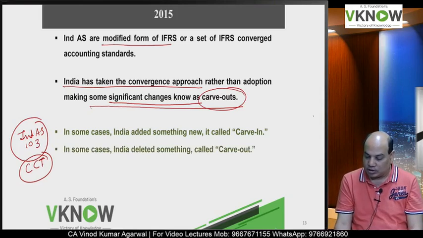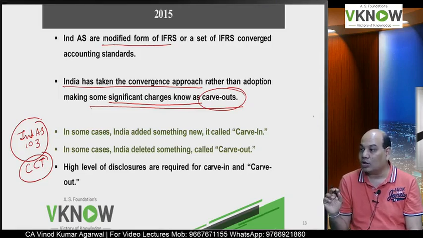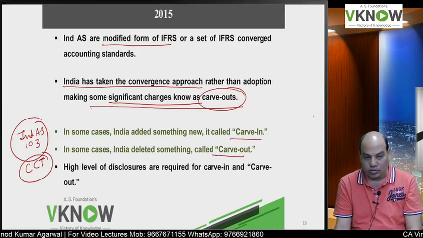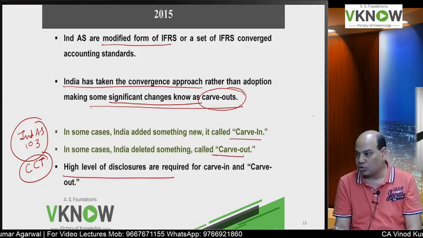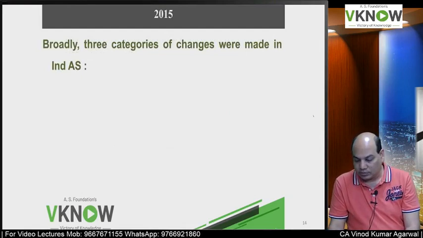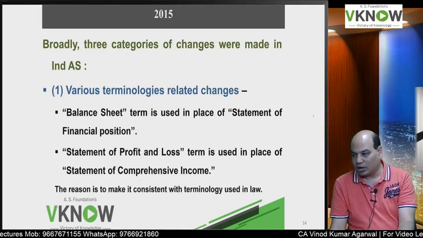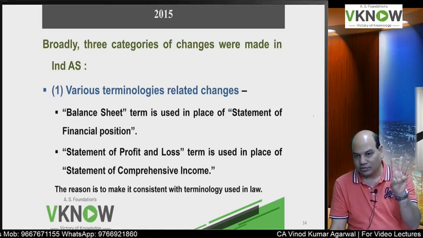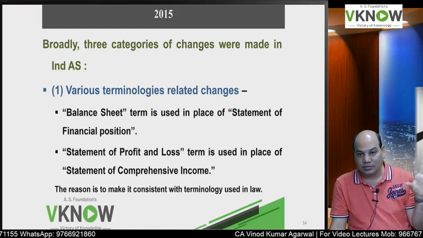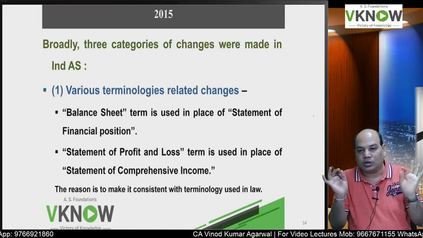Something new was added. And there are a few omissions also, something we have not considered in our standard, they are called carve out. Okay. If there is carve in or carve out, then you have to give more disclosures. More disclosures will be required for carve out, carve in items. So these differences or the modifications that we have made, we will divide into three categories. The difference between Ind AS and IFRS will be broadly divided into three categories.